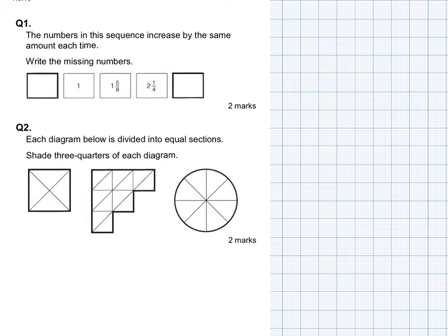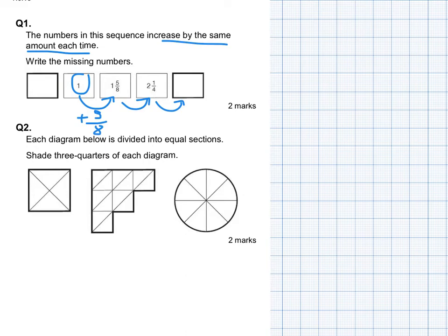Now the first one we've got is about number sequences. As always with a number sequence, we need to work out what's happening as we go from left to right. Now we know that they're increasing by the same amount each time. We look at the 1, how do we get from 1 to 1 5/8? Well, we obviously add 5/8. So every time we're going up we must be adding 5/8.